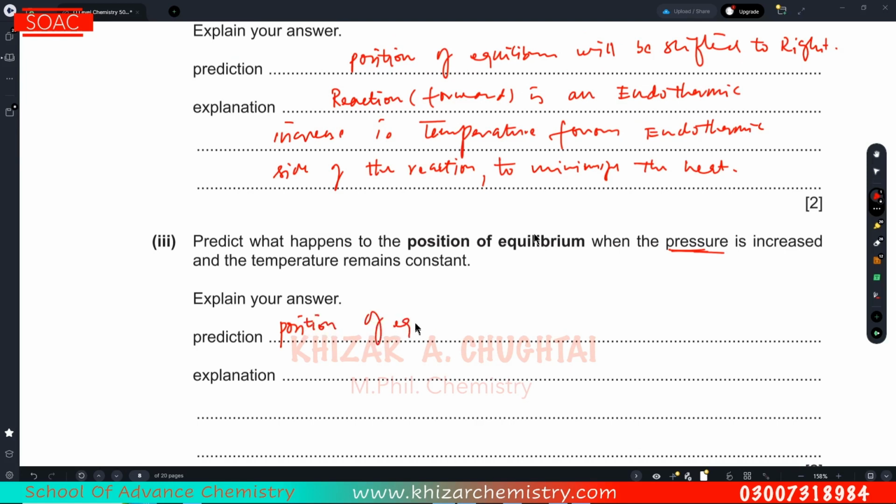So position of equilibrium will be shifted towards left hand side, or towards left.